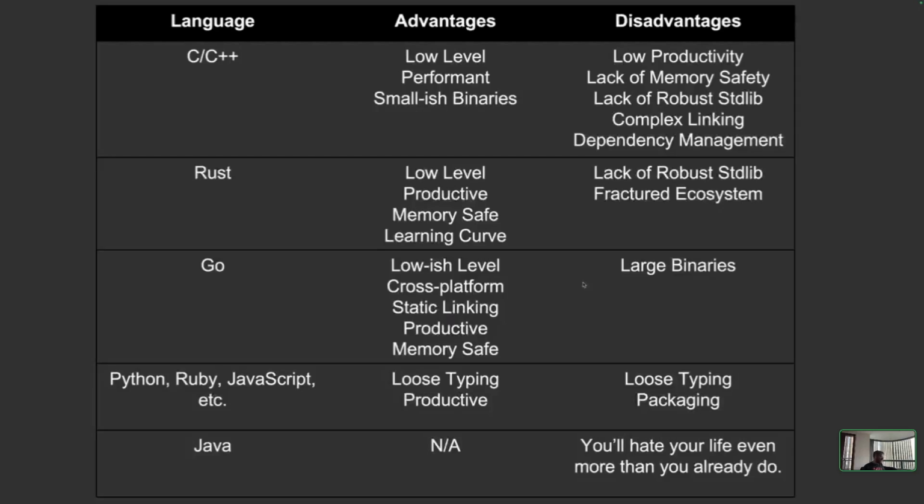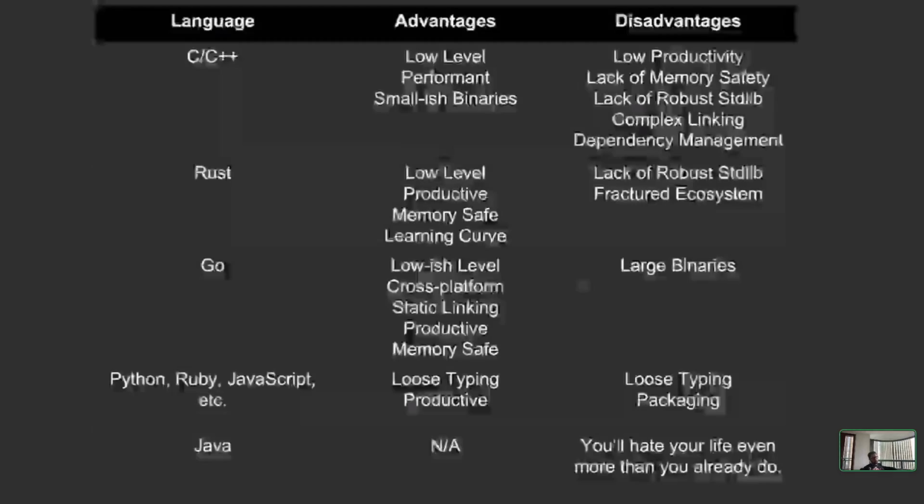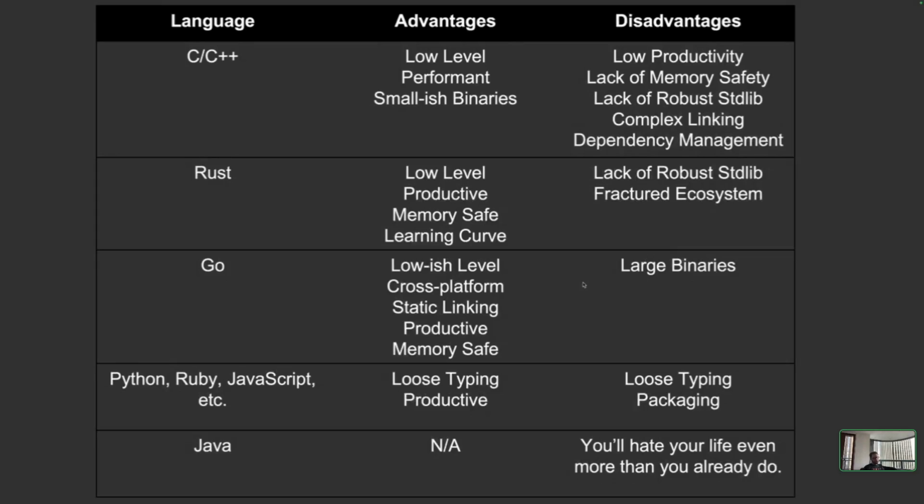A much better option is typically Rust. Rust is also fairly low level, but is still memory safe. It's relatively productive. It does have a steeper learning curve than other languages, especially Go, but you can preserve a lot of the advantages of something like C and C++ without incurring many of the disadvantages.